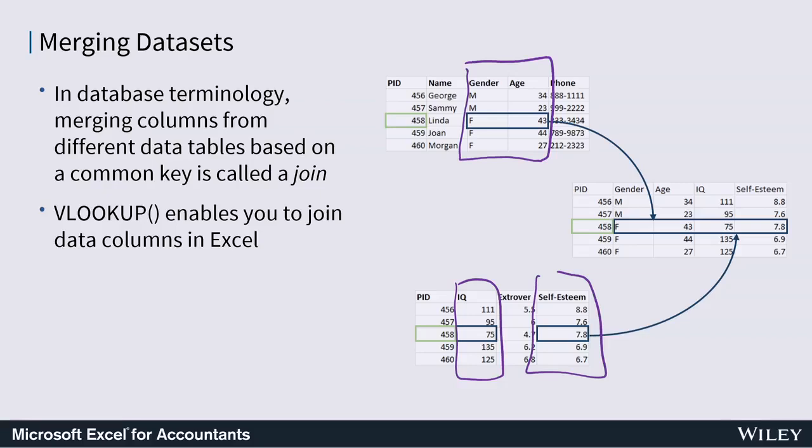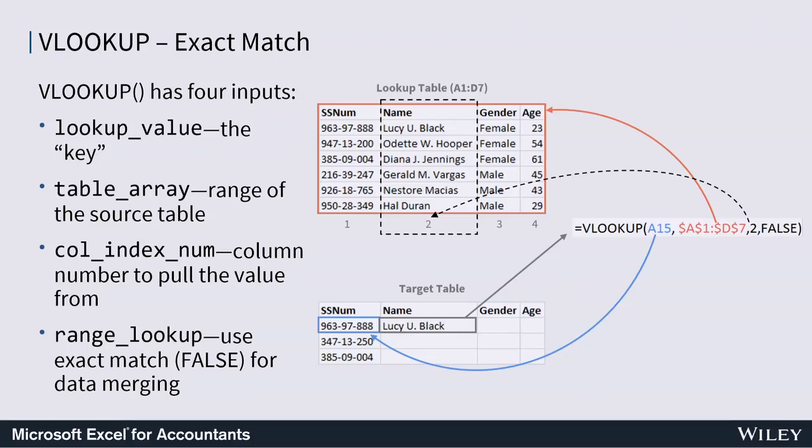Now this merging in the database world is also called joining. And in the next lesson, we're going to talk about joins and different types of joins. But for right now, let's understand how you're going to use VLOOKUP. VLOOKUP has two main options. One is using the exact match. Let's just show you what that looks like.